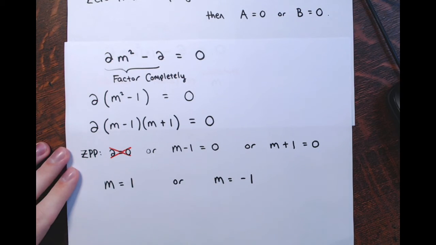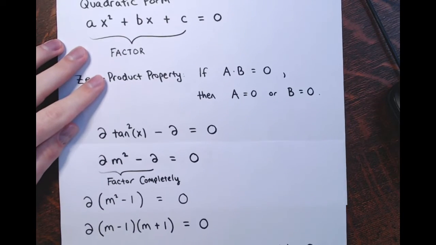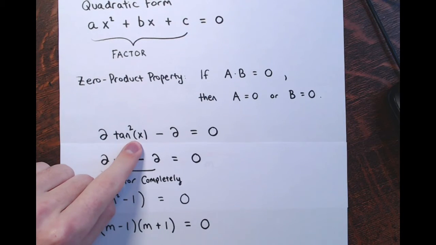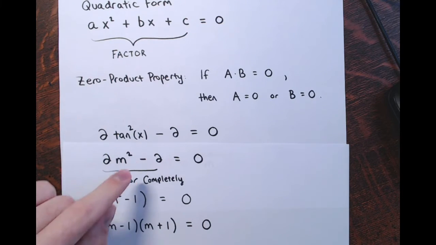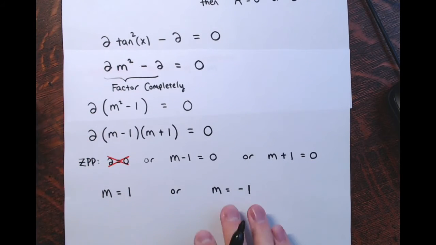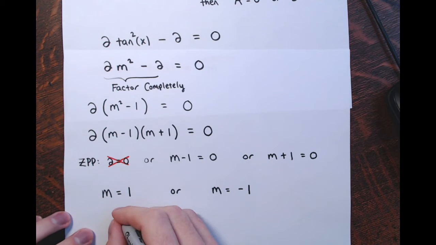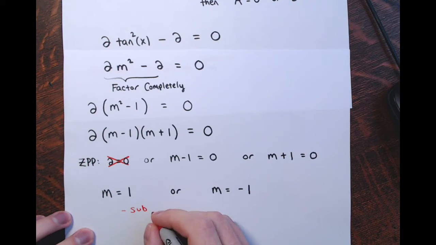Now, our original equation was in terms of x. We have the tangent of x. I want to solve for x. I want to find numbers I can replace x with, not this m that we substituted for. So now I'm going to substitute back, and we'll find values of x that make the equation true.